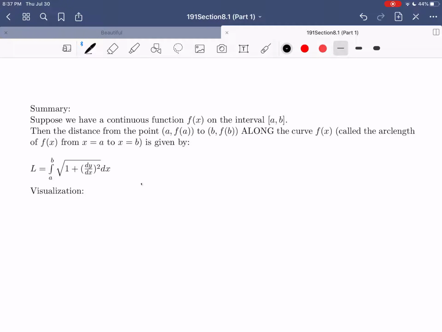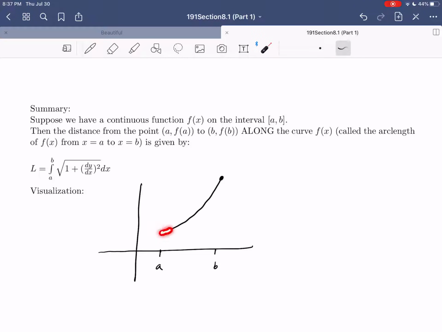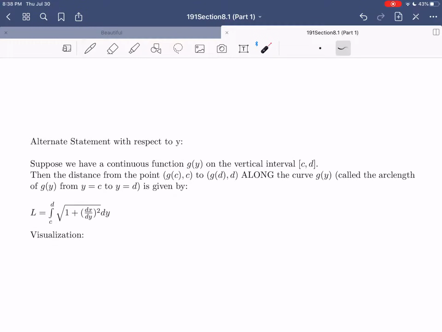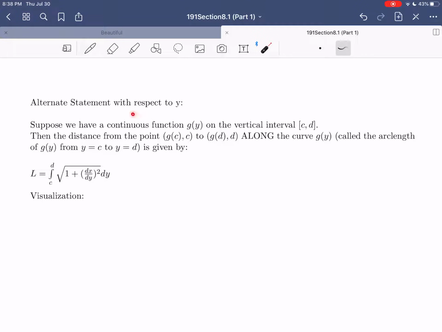Again, the visualization of what you're measuring here is if we have our curve, there's a, there's b, we are measuring the distance from this point along this path. So we are measuring a longer distance than just the straight line. We're measuring if you were following this path there. Okay, we're not going to reprove, but you could do all this from the y perspective. So if you had a function of y, you could redo all of this in terms of y. So this is just an alternate statement with respect to y.